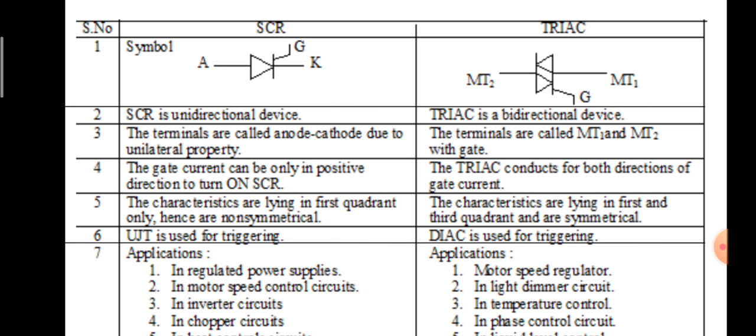In the SCR, the gate current can be only in the positive direction to turn on the SCR. The triac conducts for both directions of the gate current. The SCR characteristics lie in the first quadrant only, hence non-symmetrical. In the triac, the characteristics lie in the first and third quadrants and are symmetrical. The SCR is used for triggering UJT. The triac is used for triggering diac.